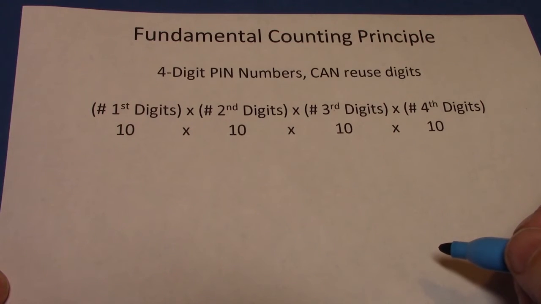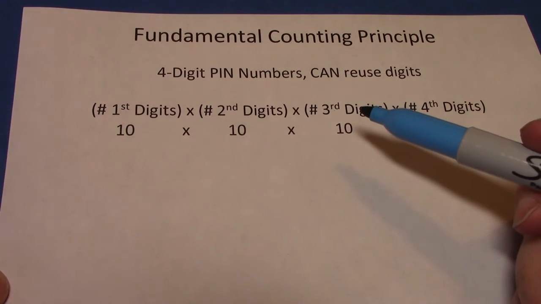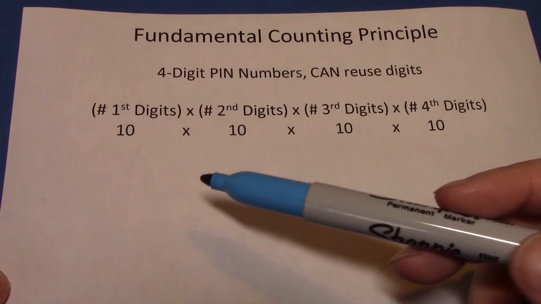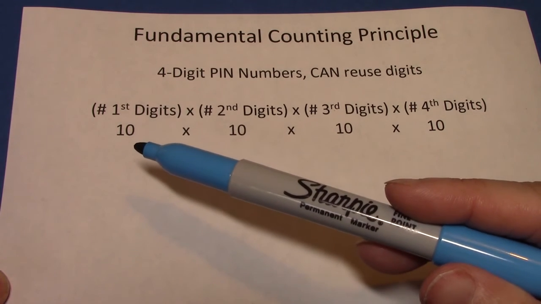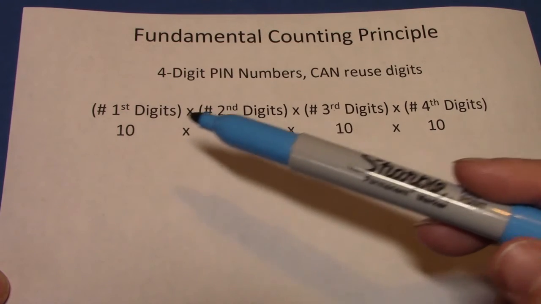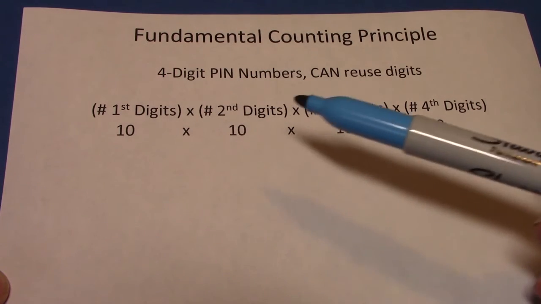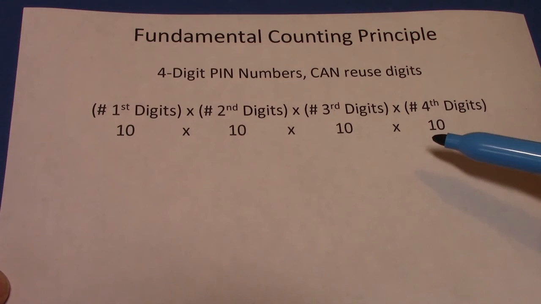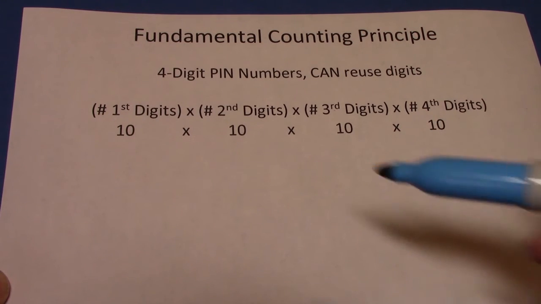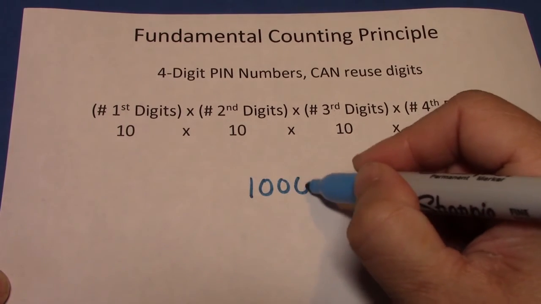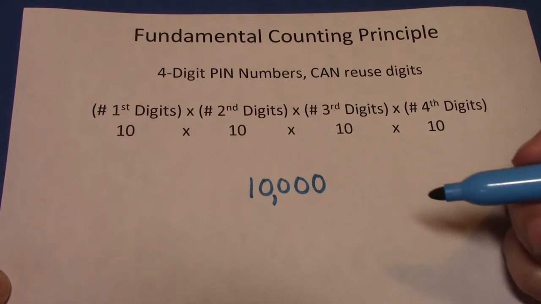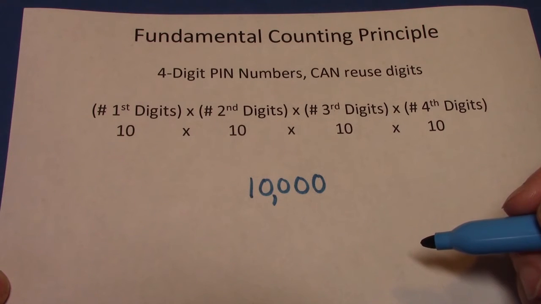Here's another example. Imagine you're selecting your PIN number and you get 4 digits. You can reuse the digits. You get to choose between 0 and 9 for each one. That's 10 possibilities for your first digit, times 10 possibilities for your second digit, times 10 for the third digit, times 10 for the fourth digit. That means 10 times 10 times 10 times 10, which is 1 followed by 4 zeros. There are 10,000 different combinations of PIN numbers, if you can reuse digits.